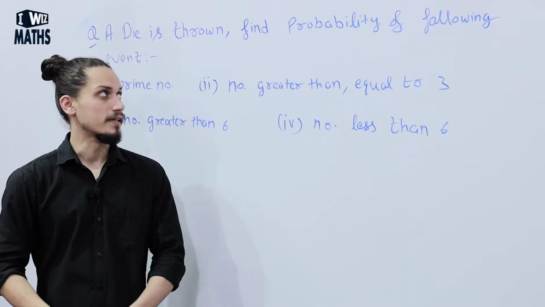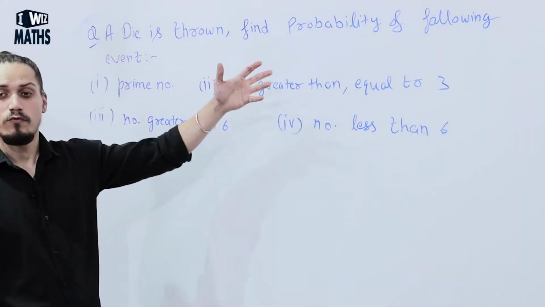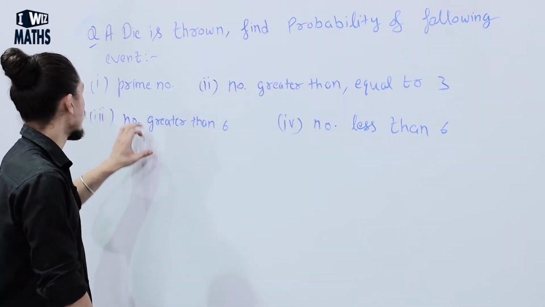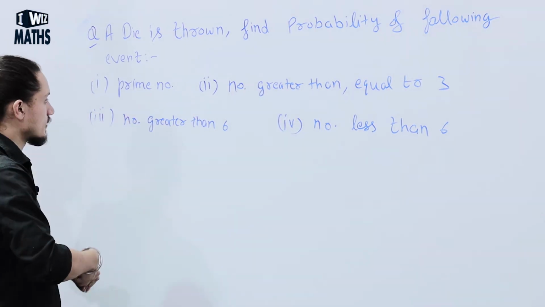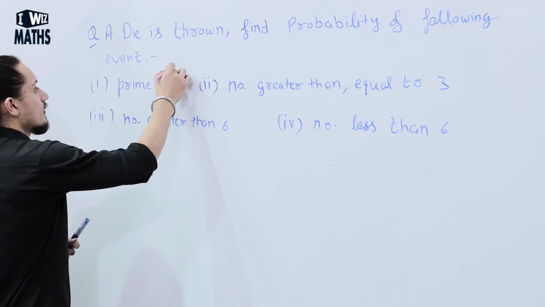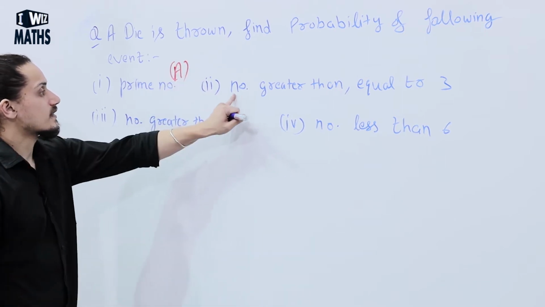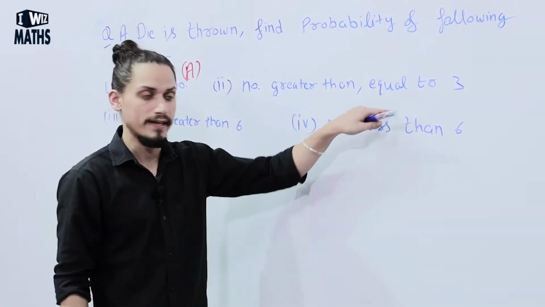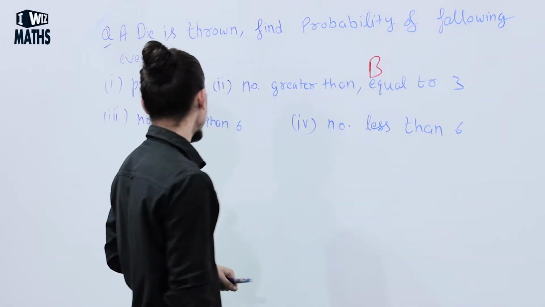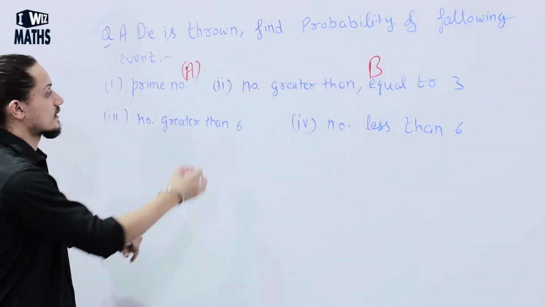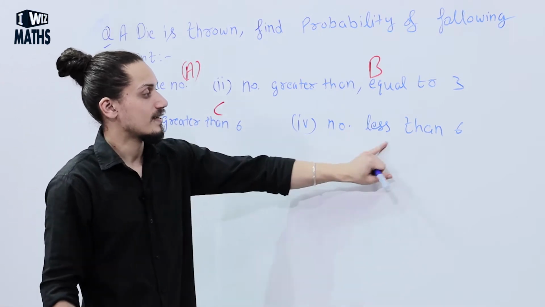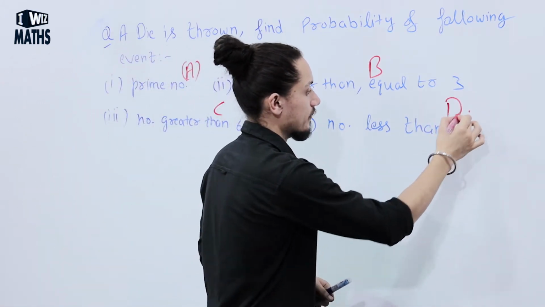Now the next example is a die is thrown. We have to find the probability of the following events. The first one is a prime number. Say this event is event A. The second event is a number greater than or equal to 3. Let's say this event is event B. Similarly, a number greater than 6 is event C, and a number less than 6 is called event D.